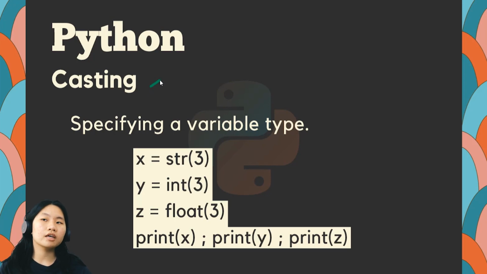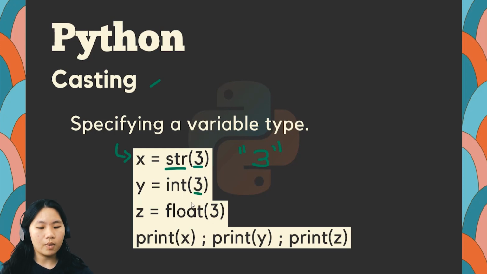Now, casting. For casting, you sort of just specify a type. You input the value regardless of how you write the value. It will be converted to the type that you specified it as. So with x here, instead of writing x equals 3, you just type in string and it will make the number 3 a string.